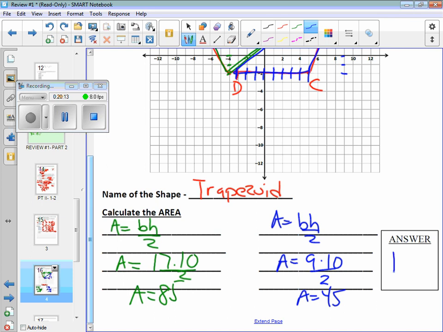Any way will work. You get full credit if you do composition, decomposition. As long as you get 130, you'll get full credit.